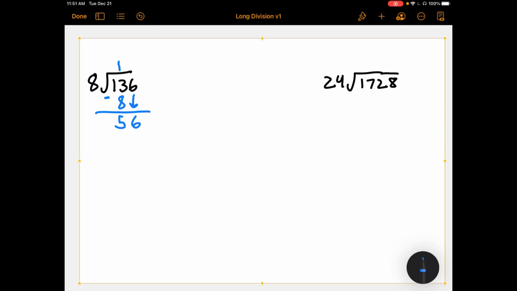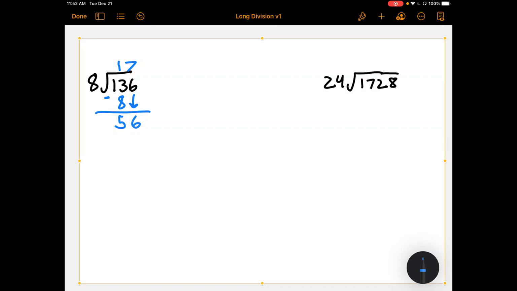Okay. Now we're going to do the exact same thing we did up top. So now we're going to ask ourselves, how many times can 8 go into 5 from the 56 at the bottom? Since 8 is bigger, it cannot go into that number. So we combine the next two numbers, and that gives us 56. And we say, how many times can 8 go into 56? And if you guess 7, you're correct, because 8 times 7 is equal to 56. So we're going to write our 7 up top, because 8 can go into 56 7 times.